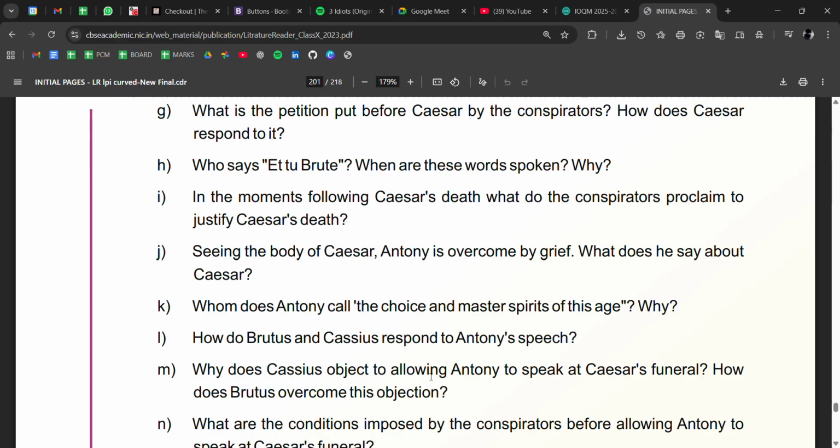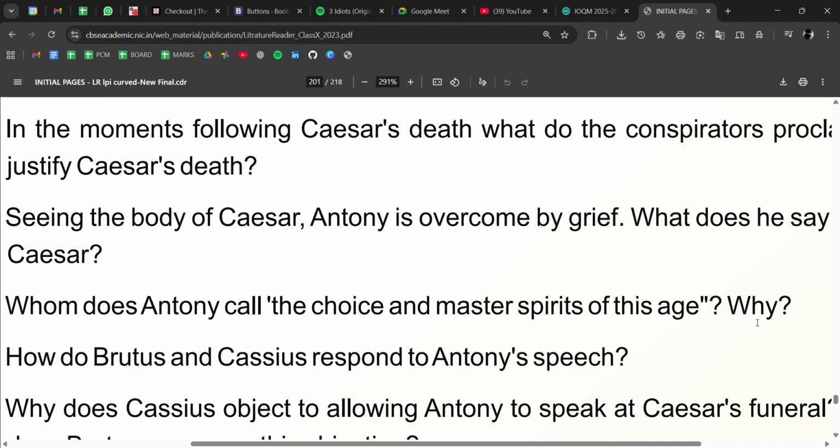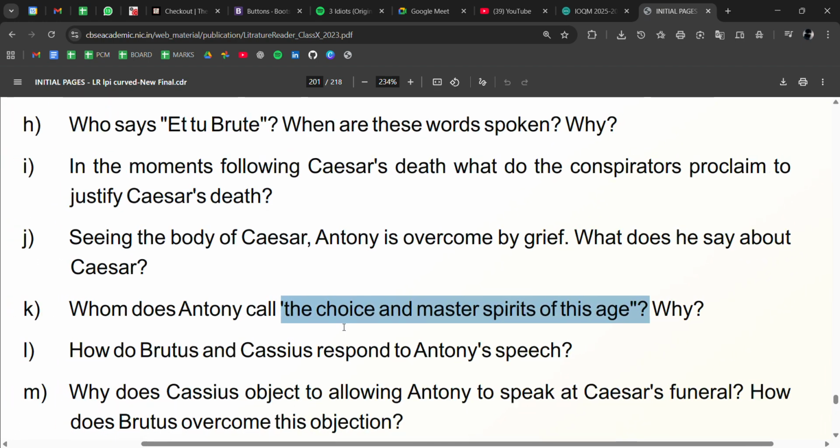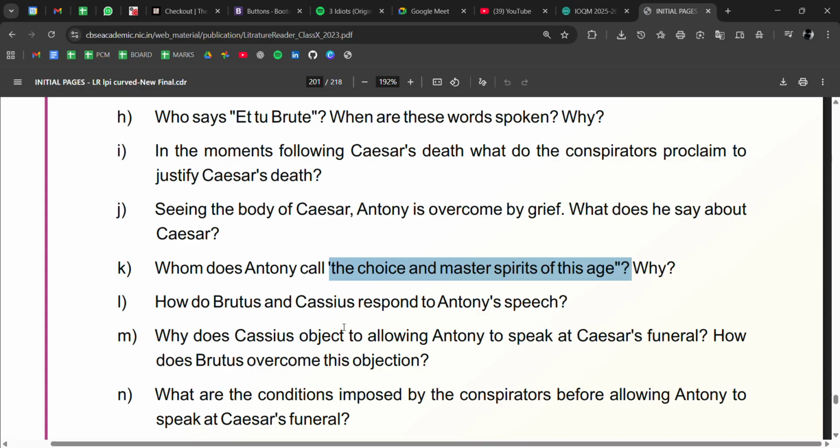Now, the words "the choice and master spirits of this age" have been chosen because they were the people who decided who lives and who dies. They are the people who decided that Caesar was too ambitious and that is why he deserved death. That is why they are the master spirits of this age, in pure mockery said by Antony.